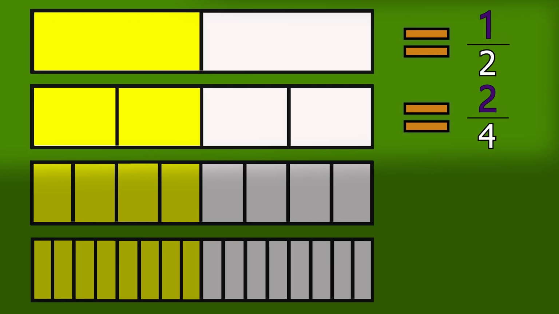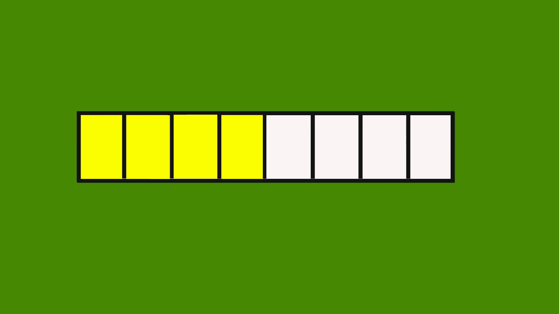Now let's look at the next one. This sandwich was cut into 8 equal parts. What fraction makes up half of the sandwich? Let's use the same strategy we just did. Let's count the amount of highlighted parts. 1, 2, 3, 4. So the fraction for half of this sandwich is 4/8. Are you starting to see a pattern now?